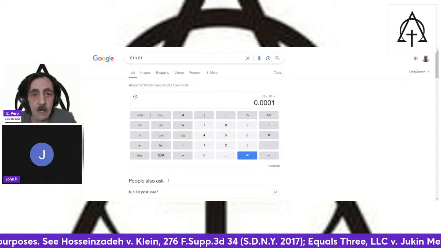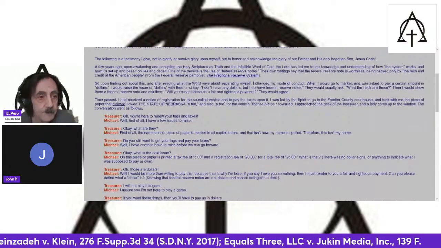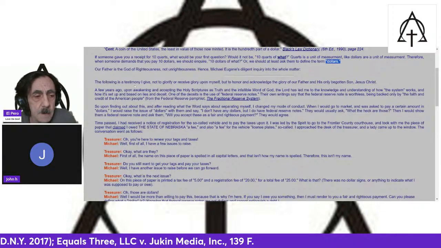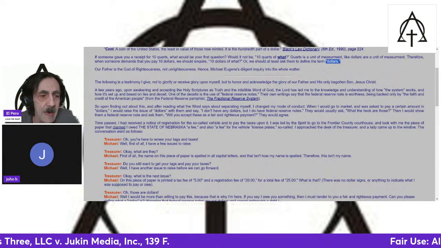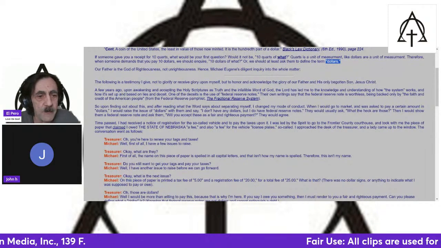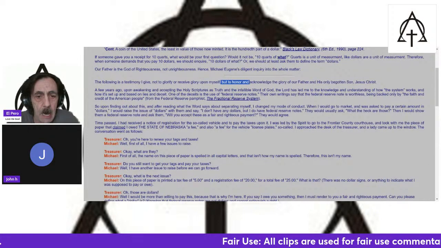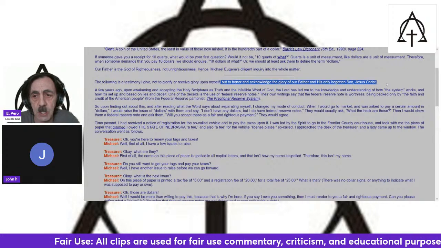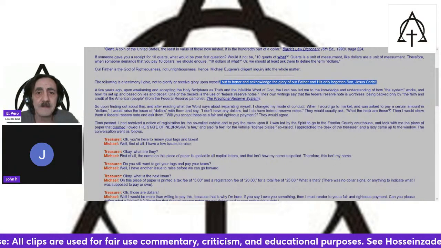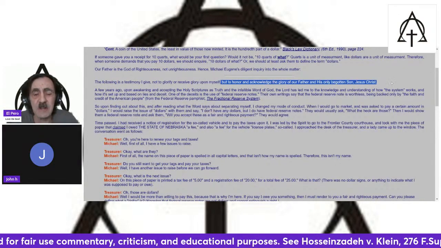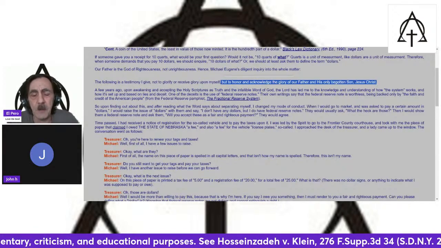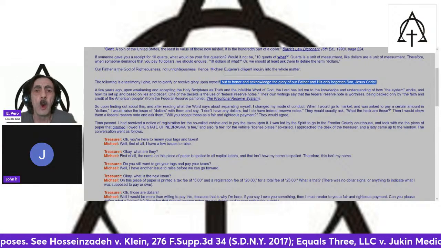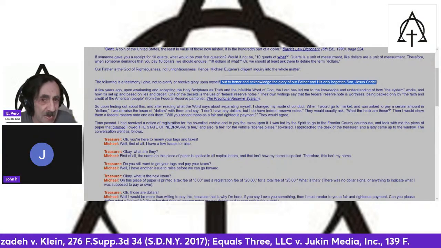So let's go back and take a look at this dollar thing. As this guy explains, Michael Eugene, the following is a testimony I give, not to glorify or receive glory upon myself, but to honor and acknowledge the glory of our Father and his only begotten Son, Jesus Christ. He's coming with equity. He's mentioning the very spiritual credit where it comes from to begin with, which is the very topic that we should have in everything we do in life. Where is it coming from? What is the foundation of truth in it?